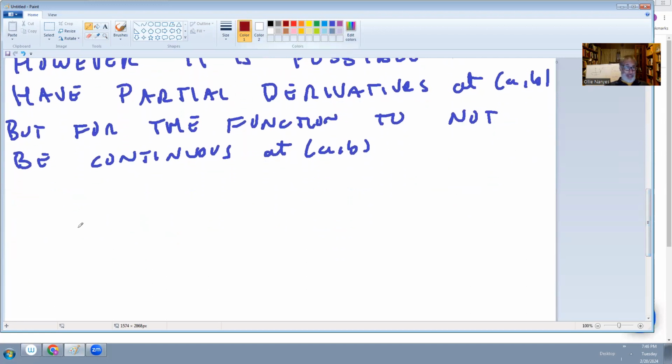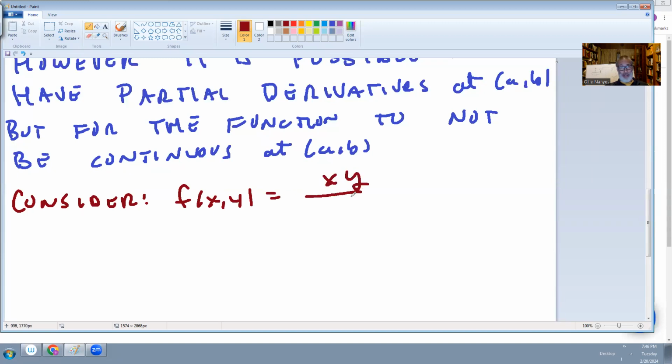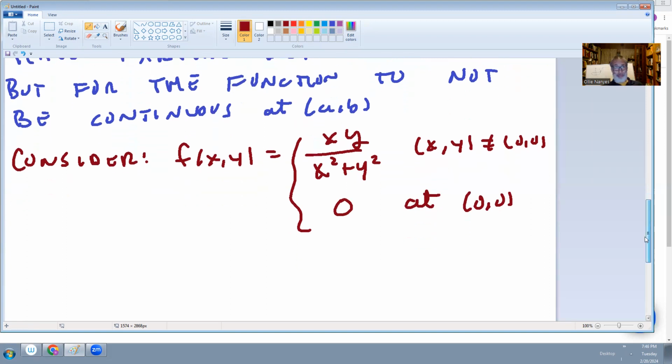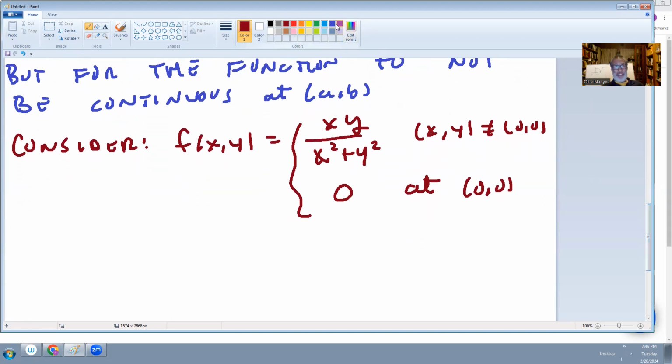So let's consider the following function. Consider f of x, y equals xy over x squared plus y squared for x, y not equal to 0, 0, and equal to 0 at 0, 0. Now, the very first thing, and we did this in class, is to note that f is not continuous at the origin.